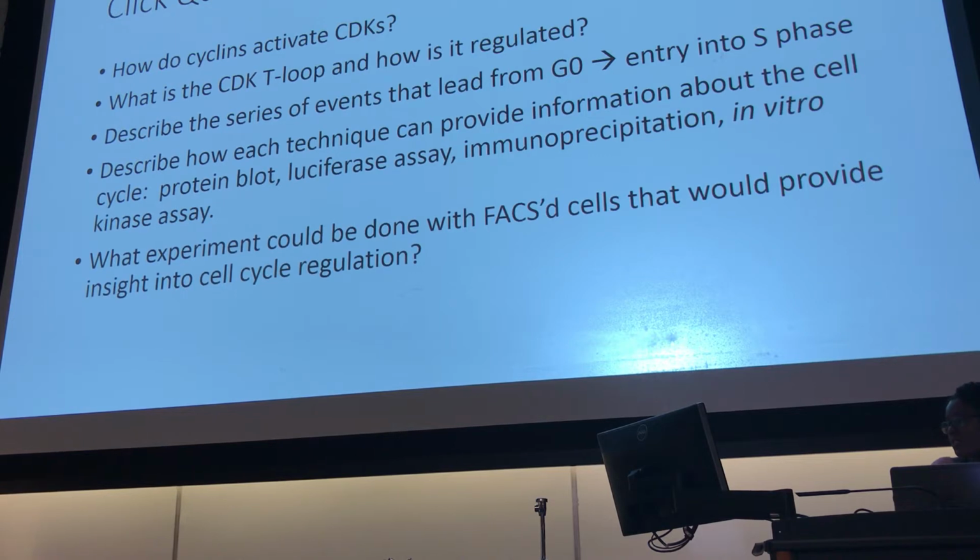What experiments could be done? This one's a loaded question. What experiments could be done with FACS cells that would provide insight into the cells? So remember, the FACS cells are the ones that are actually sorted, and you collect them to go back into the lab to do something else with them. And that alludes to the UTD shirt's statement. So actually, I'll have you answer it. So FACS cells, how could that provide insight into the cell cycle? It has to do with timing, what you were saying about timing.